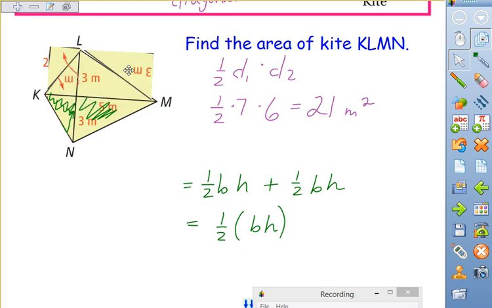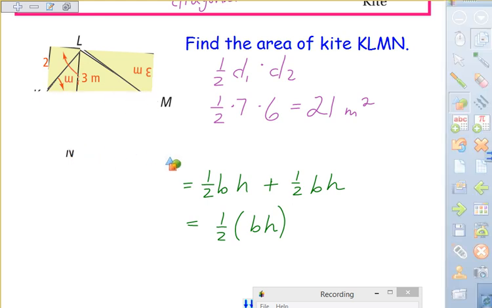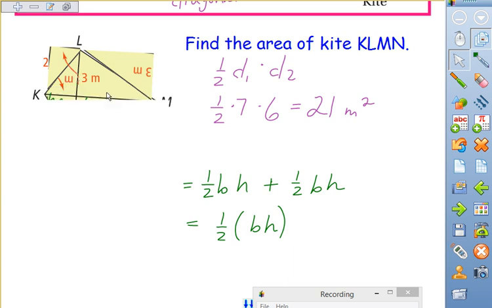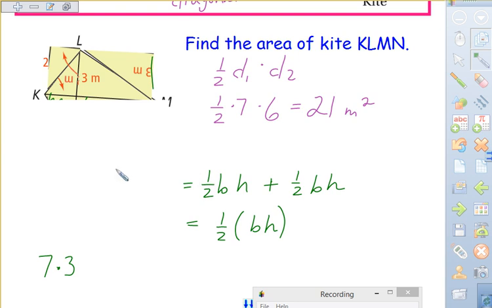So then my shape looks like this, and this part of the picture would be gone. So now it's like I have a parallelogram. So if we look at that, this longer diagonal was 7, and this shorter height is 3, because it's right here. So that was half of this other one. And that also gives us 21.